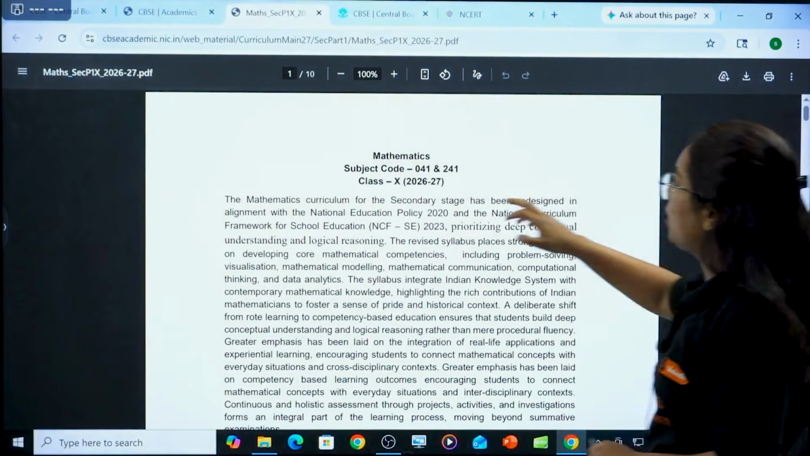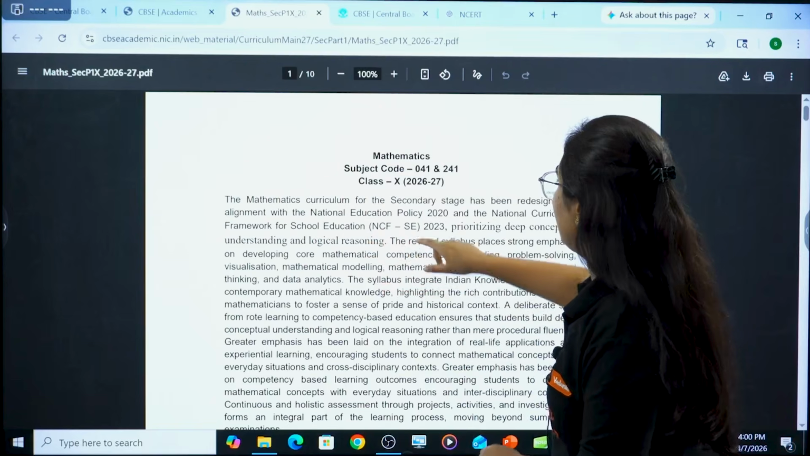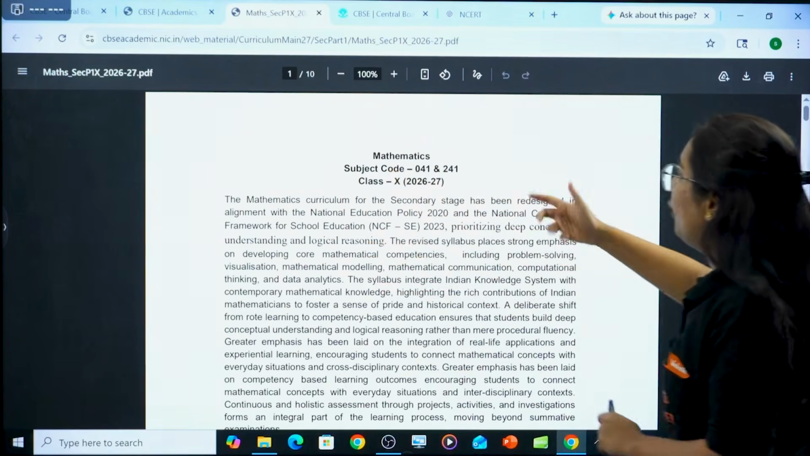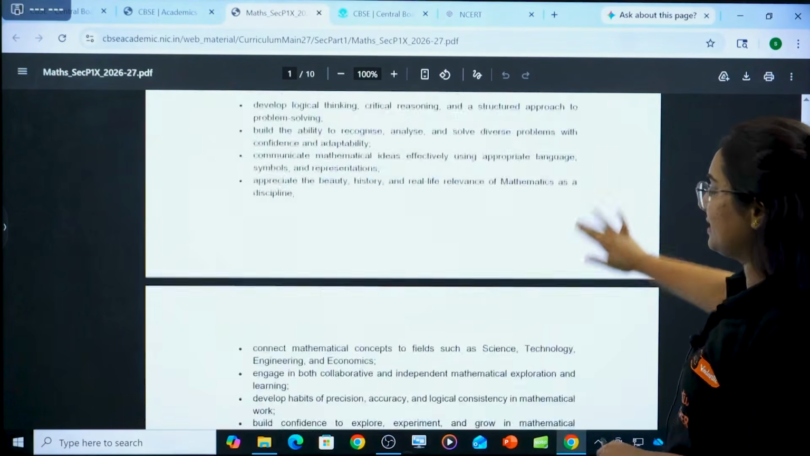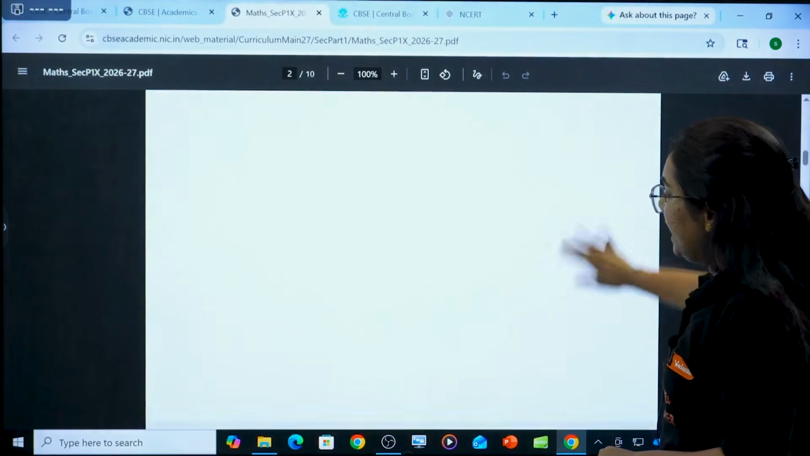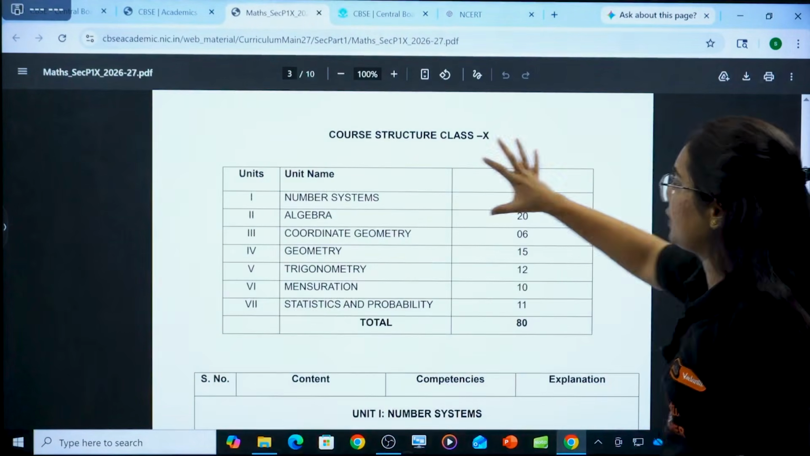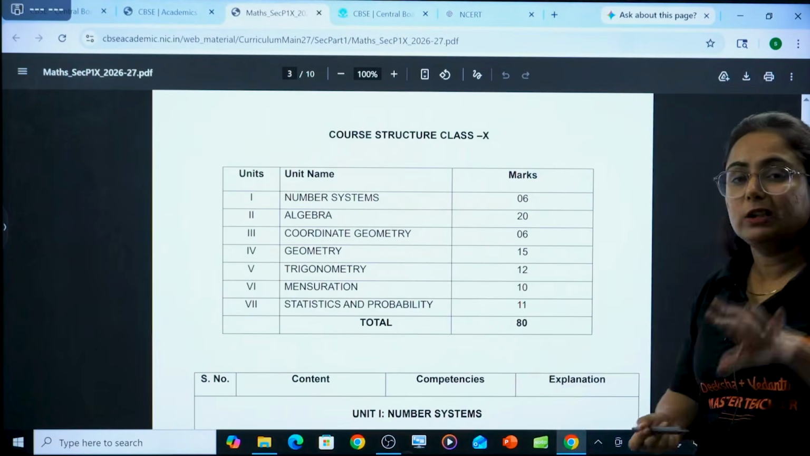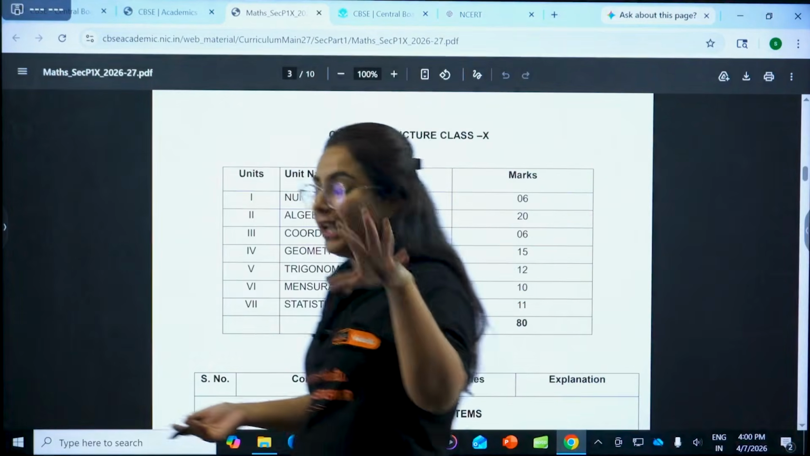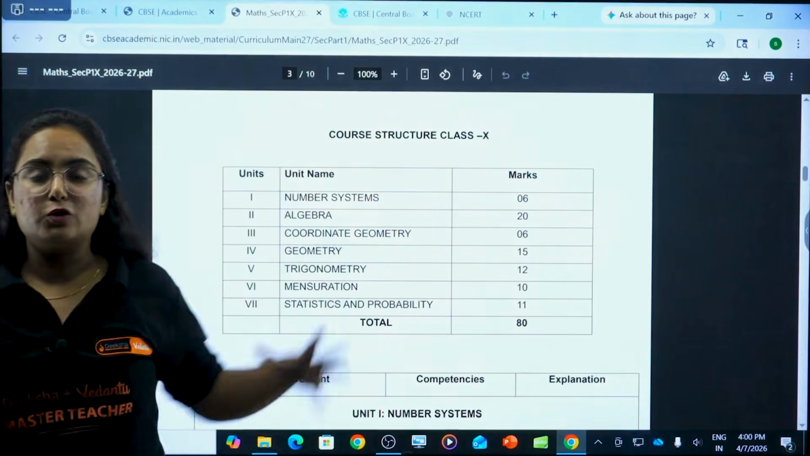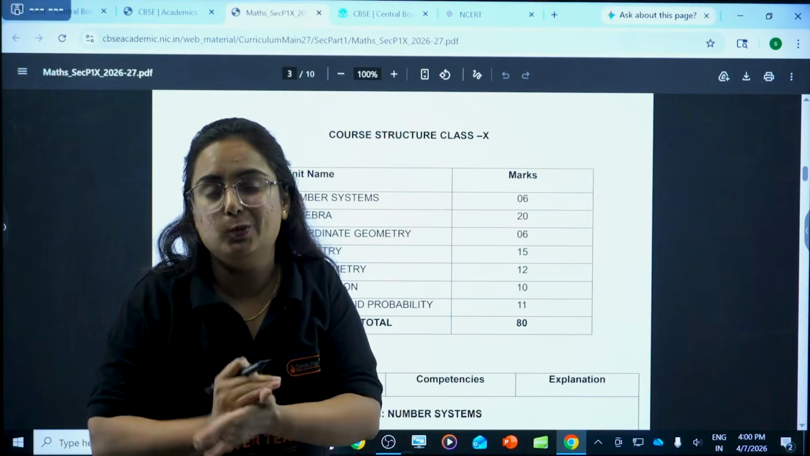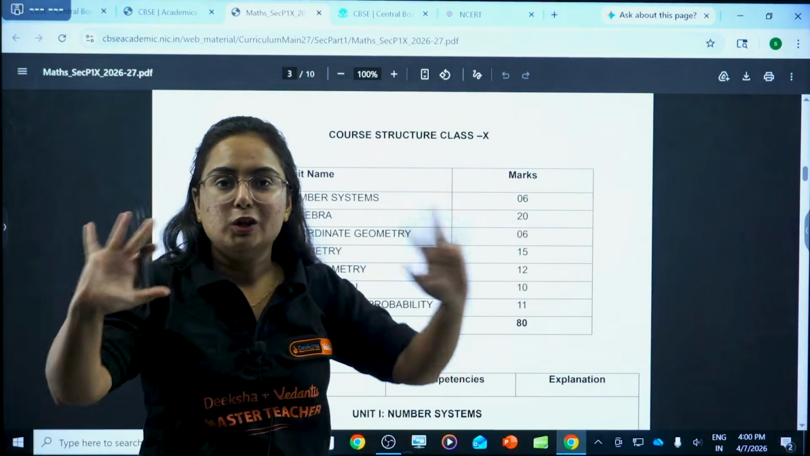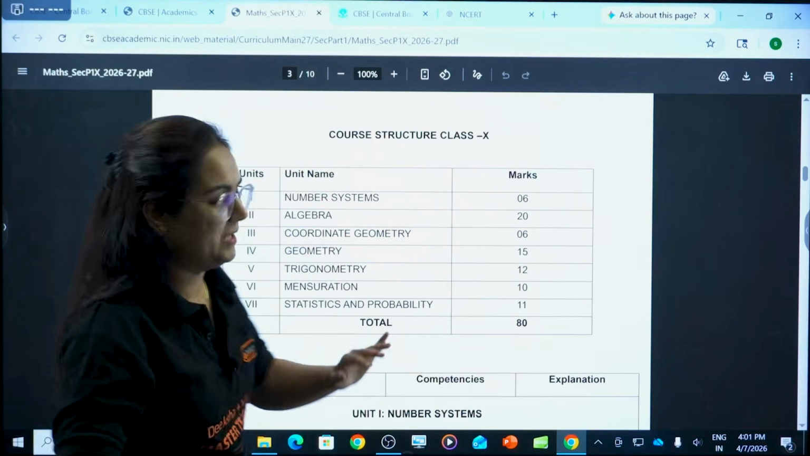So your subject code is, pay attention to it when I say, your subject code is 041 and 241 because some of the students take basic maths, some of the students take standard maths, right? So have a look, the course structure is like that. But we know that your exam is of 80 marks, right? So the students all the time are eagerly asking, ma'am, where is the blueprint, where is the blueprint? Why, this is the blueprint. No such blueprint exists for CBSE class 10.